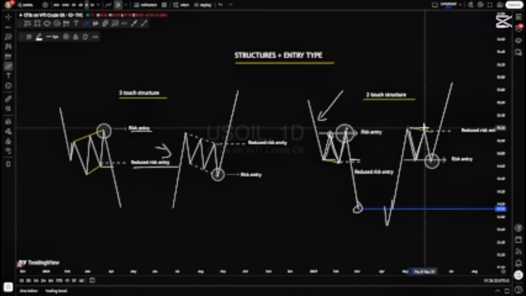And then obviously when price fails to break that high, it will come back to that value area, that same inflection point, and then after that I take what, guys? A risk entry instead of a reduced risk entry. Why? Because of the stop loss level, guys. It's a stop loss level.